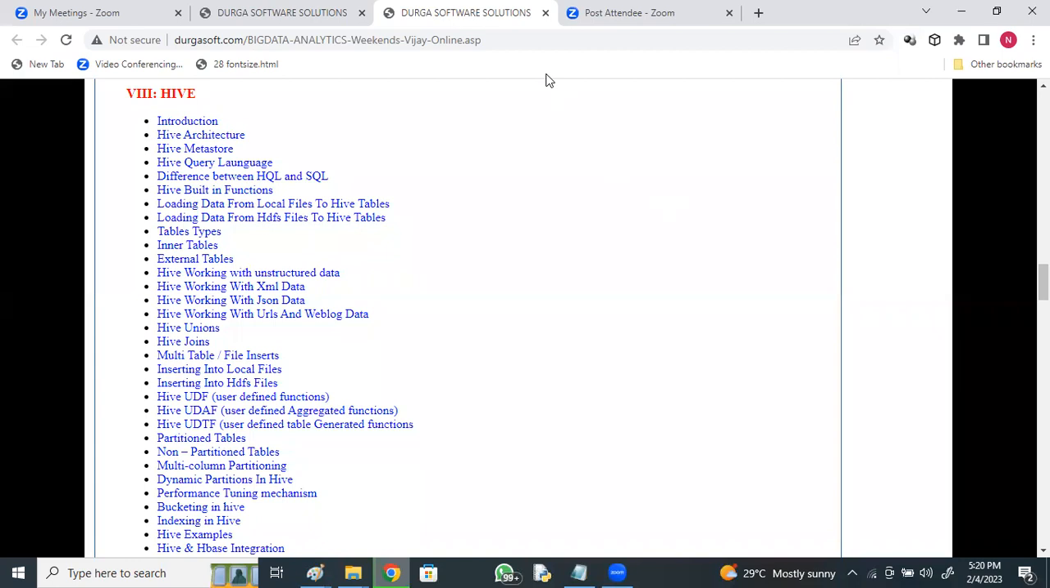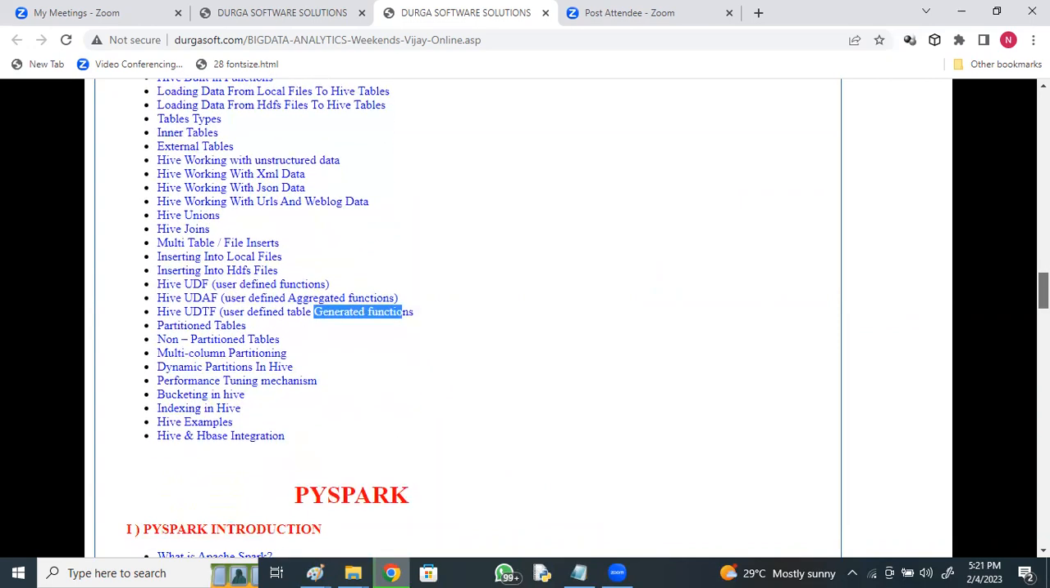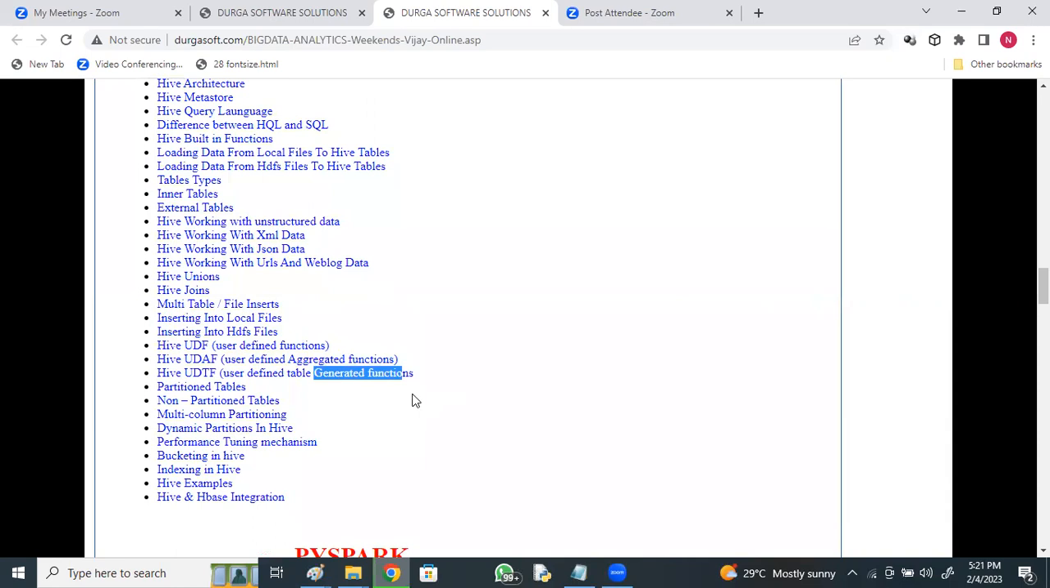It's a kind of data warehouse environment where we make data structures and create tables, internal tables, external tables, working with unstructured data, XML data, JSON data, URL, weblog data, right? UDFs, UDAFs, UDTFs, user aggregated functions, tabular functions, right? Non-partition, partition, static partitioning, dynamic partitioning, multi-column partitioning, right? Performance tuning mechanisms, bucketing in Hive, indexing in Hive, right? So Hive and HBase integration, right?